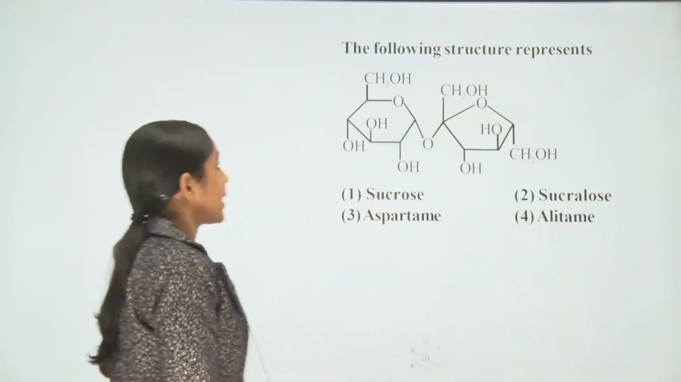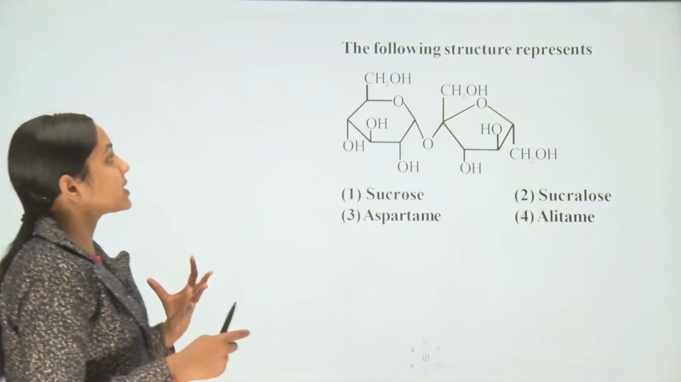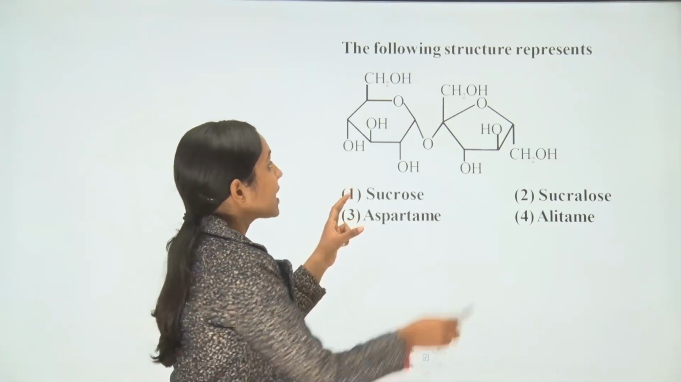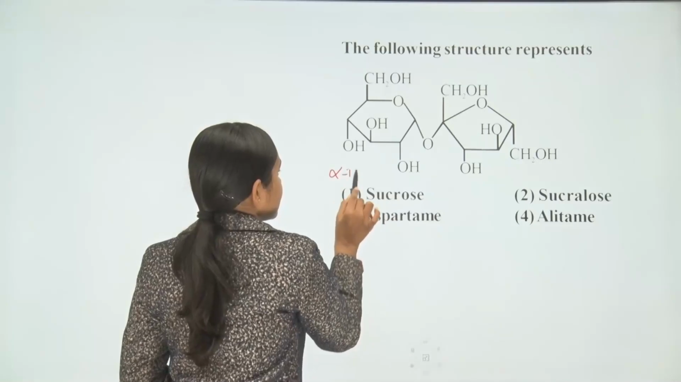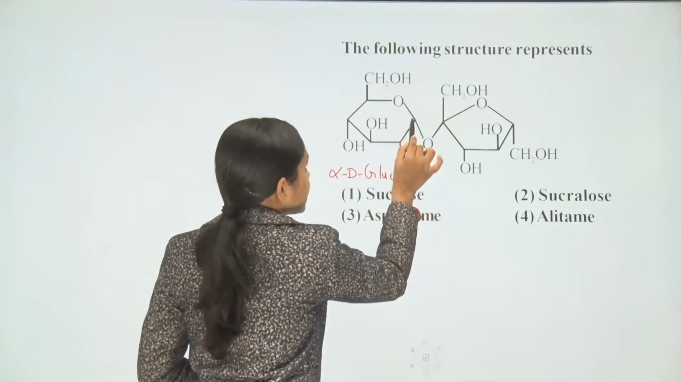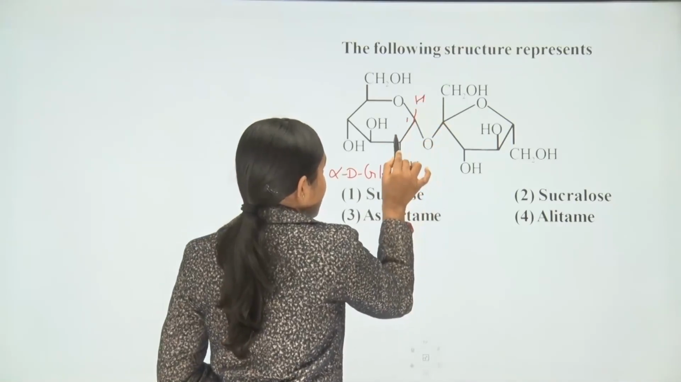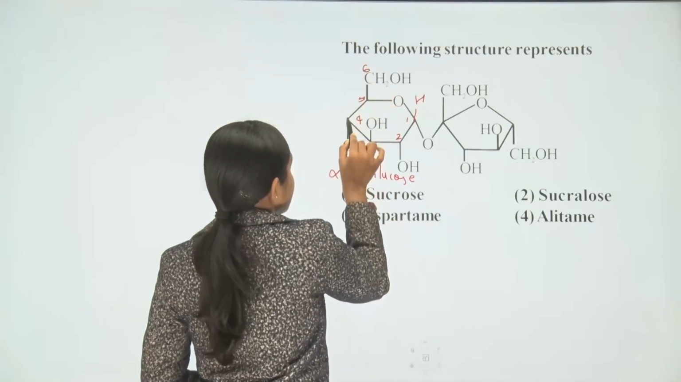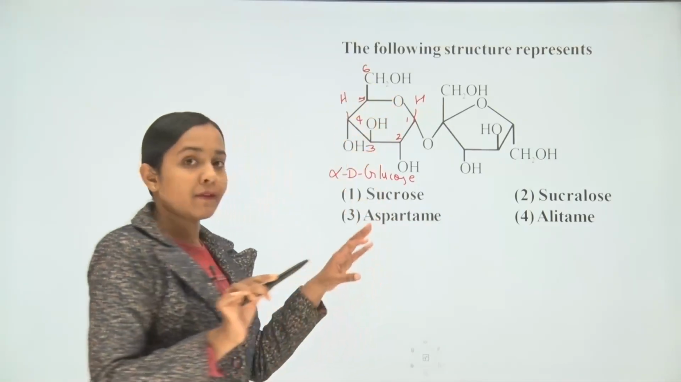Hello dear students, our next question is the following structure represents, right? So first of all, students, you can see here that in this structure, this is our alpha D glucose, right? Here hydrogen is present. This is first carbon, second carbon, third carbon, fourth carbon, fifth carbon, and this is sixth carbon. Here hydrogen, right? So this is all alpha D glucose.